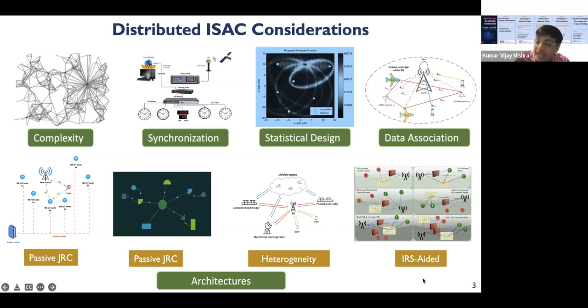Essentially, IRS may help in non-line of sight sensing or communications. It can help in extending the coverage. It can also help in suppression of interference. There are many benefits. So this is also under this very broad category of distributed ISAC. We can think about this IRS aided system as a distributed system.